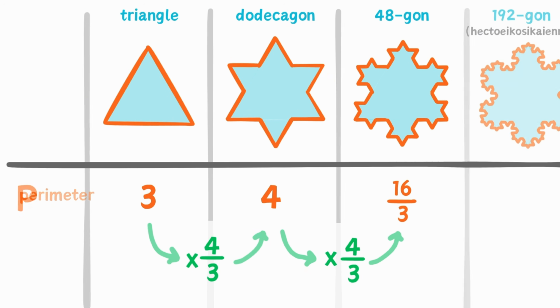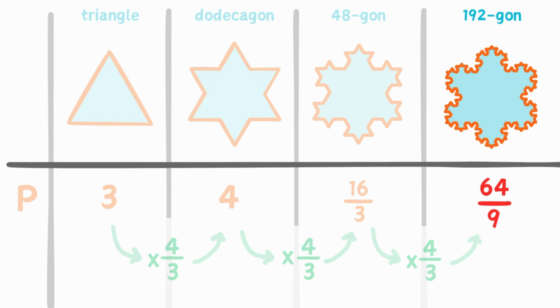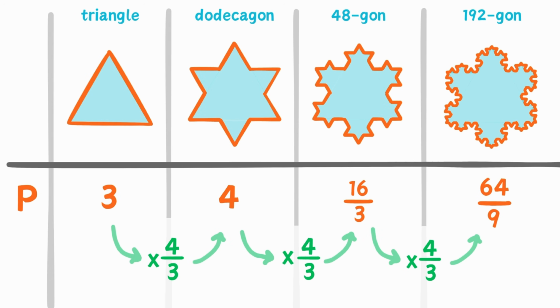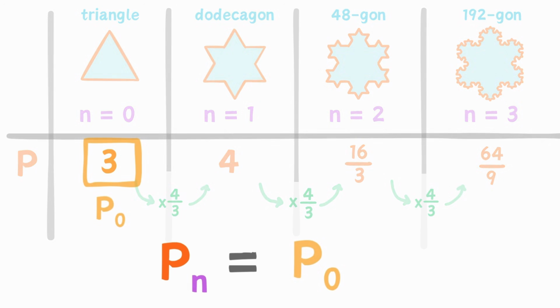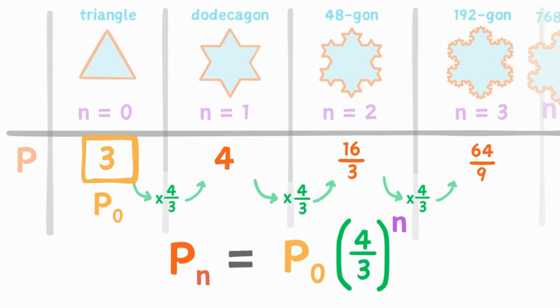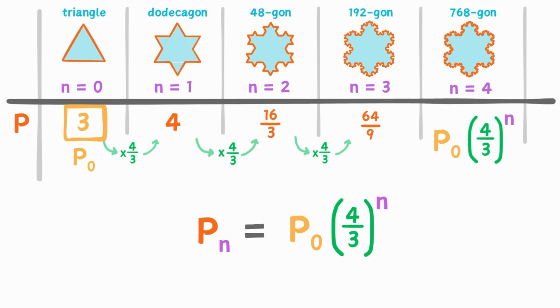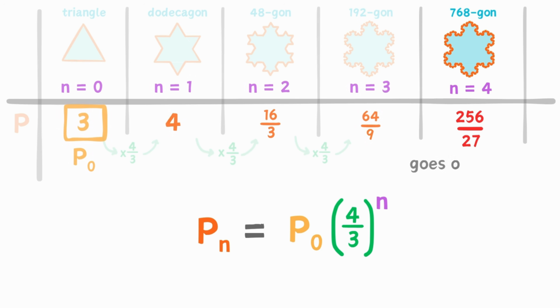Using this knowledge, we know that the perimeter of the following 192-gon must be 64/9. Patterns demand a general formula. The perimeter after the nth iteration is just the first perimeter times 4/3 n times. So the perimeter of the next 768-gon is 3 times 4/3 to the power of 4. That's a perimeter of 256/27. Our finished snowflake is the result of infinitely many iterations, each adding tinier and tinier triangles.